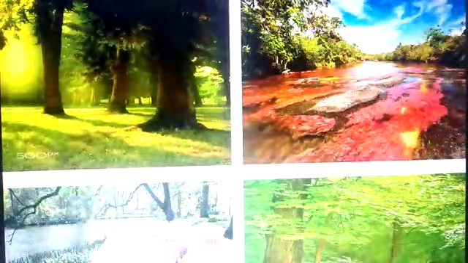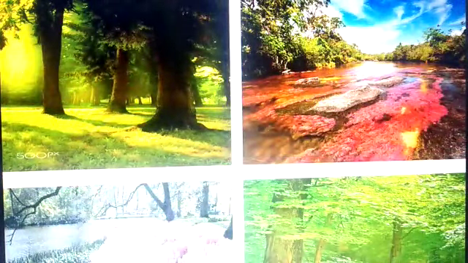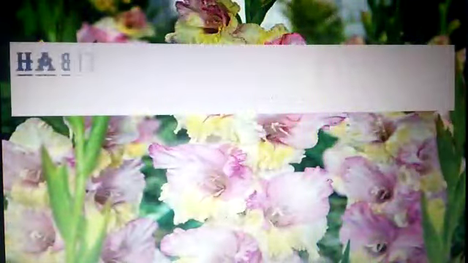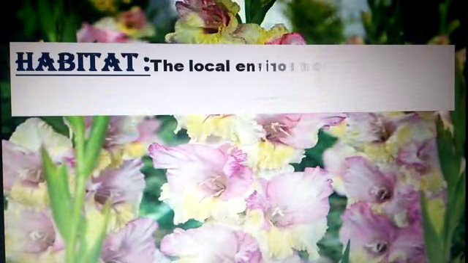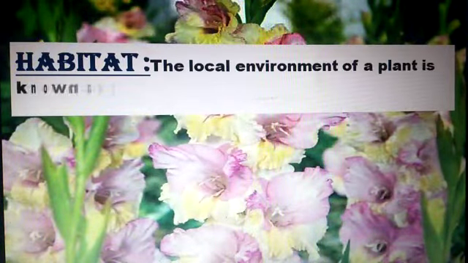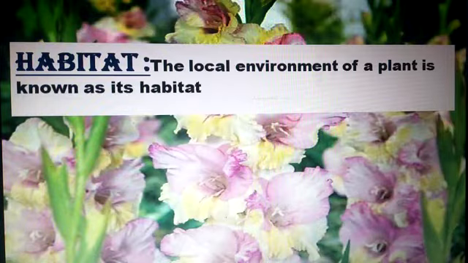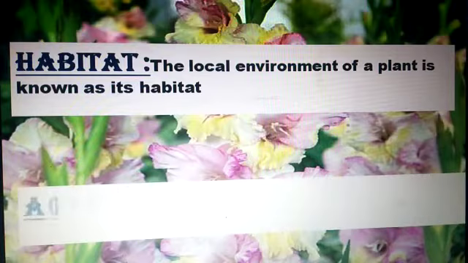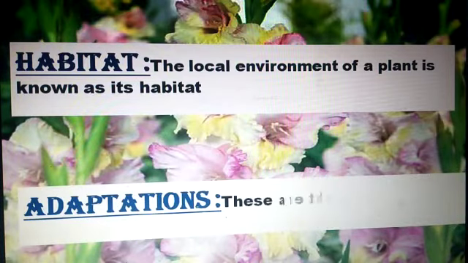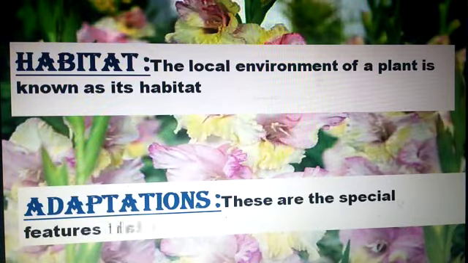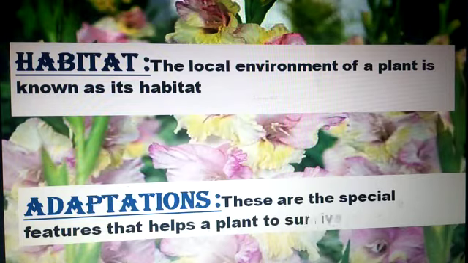Plants are an important part of nature. These green lungs can be found in land and in water. The local environment of a plant is known as its habitat. Plants adapt themselves in order to survive in their habitat. Adaptations are the special features that help a plant to survive in its habitat.